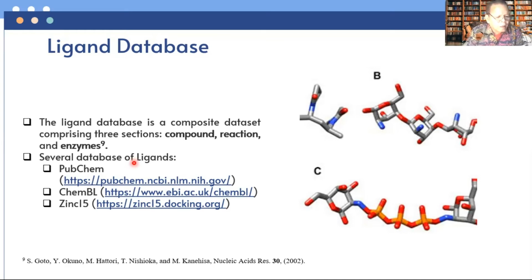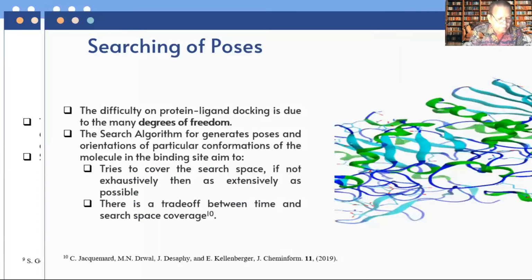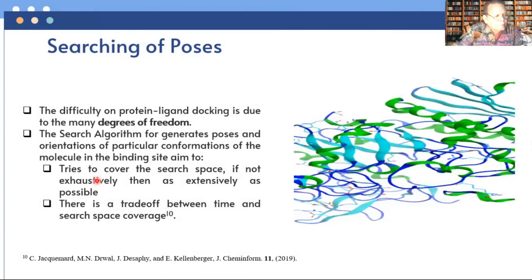Several databases of ligands, such as PubChem, ChEMBL, and ZINC. A pose in molecular docking is defined as a candidate binding mode. Searching for a pose is an essential part of the molecular docking process.